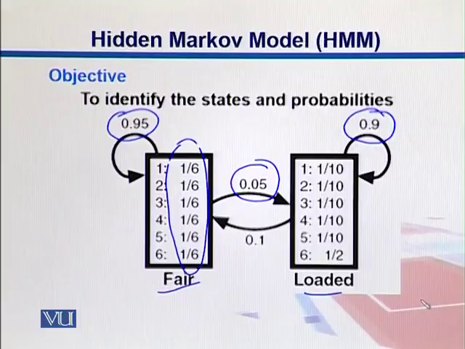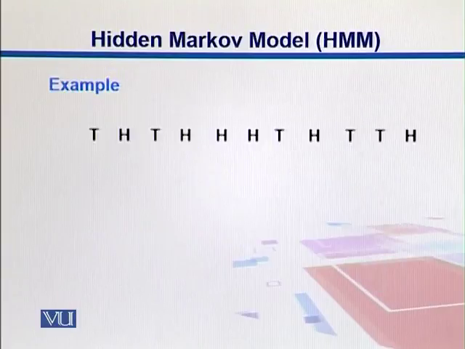It can get back to the fair state with a probability of 0.1, 10% of the time. While in the loaded state, we see that half of the time we observe a 6, and the rest of the faces each have a probability of 1 out of 10. So these are pretty small probabilities, because this die was actually loaded.